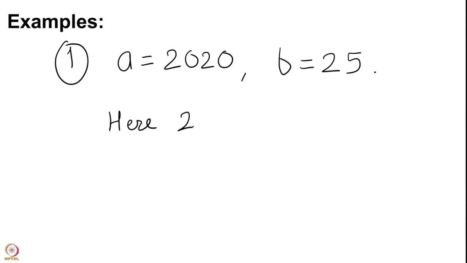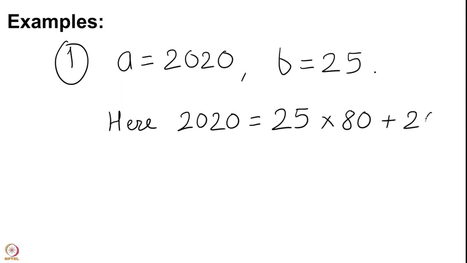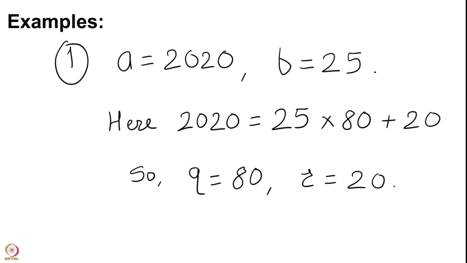So here 2020 is 25 into 80 plus 20. So Q, the quotient, is not 25, sorry, this is 80, and the remainder R is 20. 2020 is 25 into 80 plus 20. Let's take another example, a simpler example.